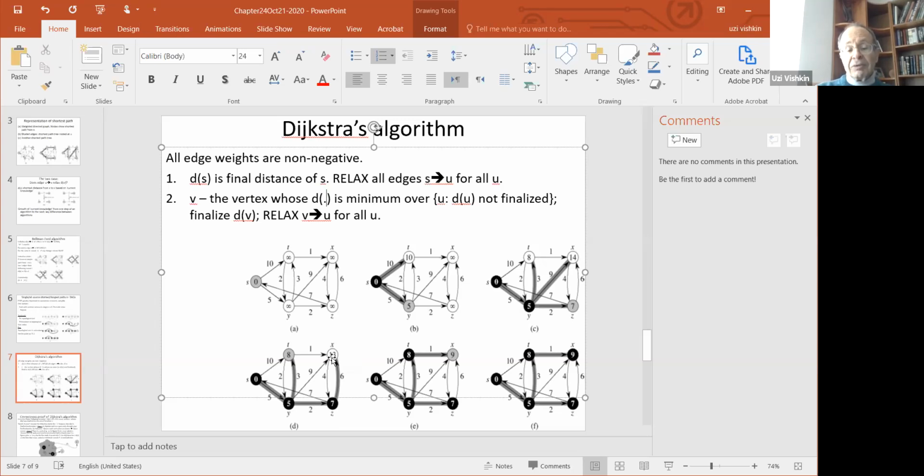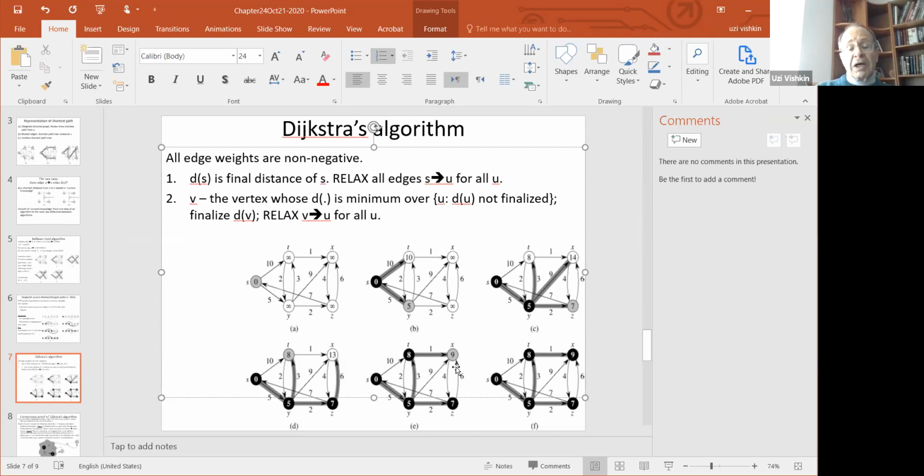The next thing that we do is we have now 3 vertices, all the black ones, to whom the distance was finalized. We have 2 who were not. We look at the 2 who are not, and we ask which one has the lowest label. 8 is smaller than 13, so we finalize the distance to t. And now we relax on the outgoing edges of t, only the ones that lead to vertices that have not yet been finalized.